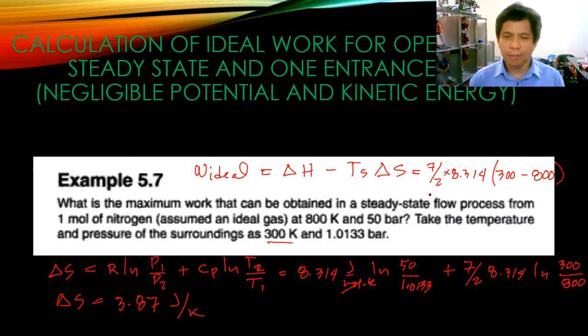Okay? Then minus, so minus the T surrounding, which is 300 Kelvin, times 3.87. The unit of delta S is joules per Kelvin, and you multiply it by Kelvin, so the final answer for W ideal will be in terms of joules.